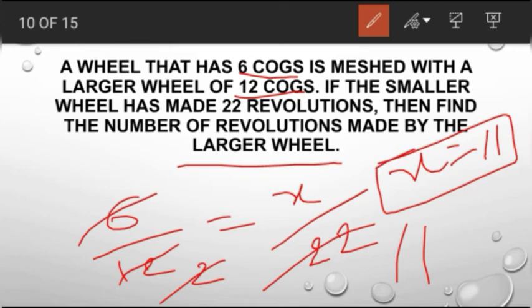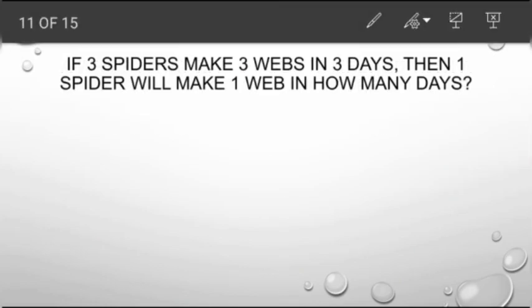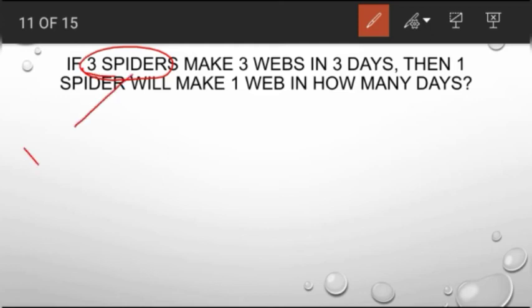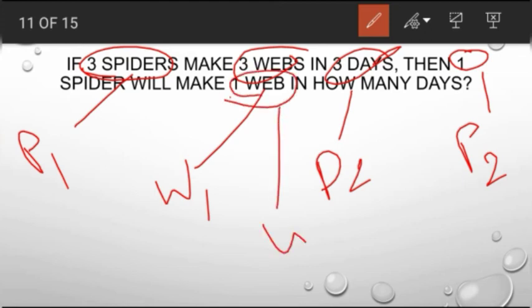Okay, let us solve one more example. If three spiders make 3 webs in 3 days, then one spider will make one web in how many days? Okay. Now, number of persons or number of things, P1 equals 3. 3 webs. Webs means works, W1, in 3 days, D1. And one spider means number of persons or things, P2. And one web means W2. How many days? That means D2 equals X.